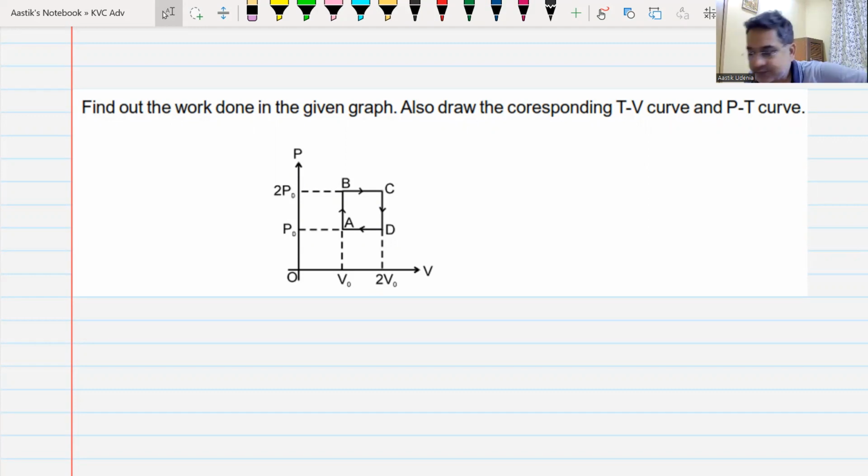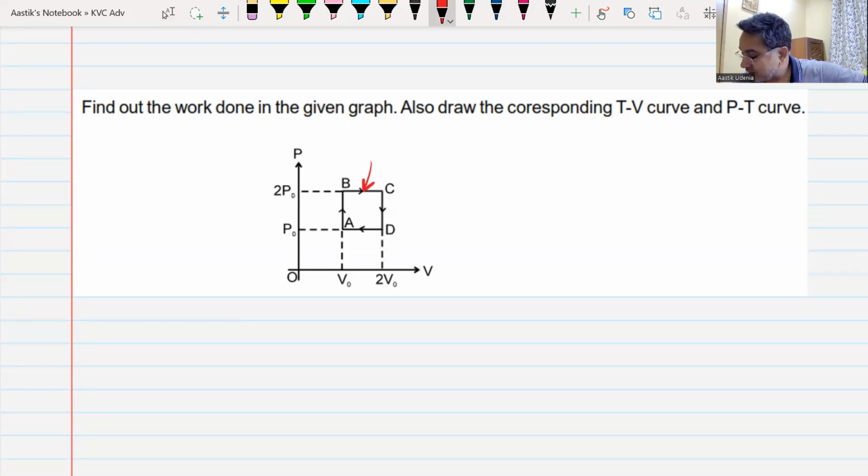Yes or no? Yes, sir. Now look at how you draw the TV graph or the PT graph. Remember, you will not be asked to draw the graph. They will give you 4 options. You have to choose the correct one. What is this process?